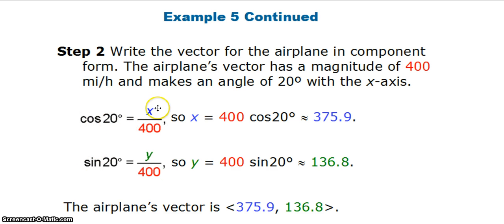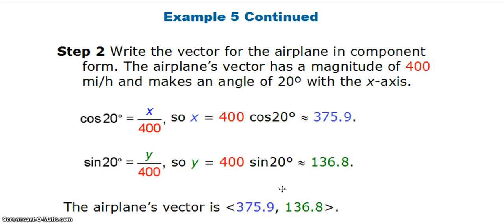The cosine of 20 degrees is x over 400, so 400 times the cosine of 20 degrees will give us x, which is approximately 376, or 375.9. Sine of 20 degrees equals the ratio y over 400, so y equals 400 times the sine of 20 degrees, or 136.8. So we now have the airplane's vector, the change in x and the change in y.